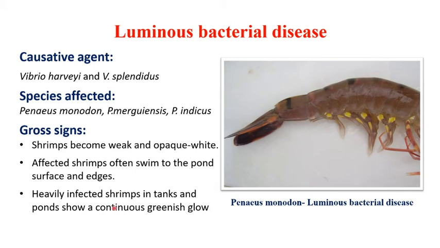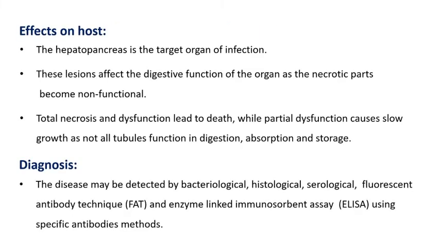Heavily infected shrimps in tanks and ponds show a continuous green glow. That's why it is called luminous bacterial disease. You can see in this image Penaeus monodon suffering with the luminous bacterial disease. Effects on host. The hepatopancreas is the target organ of luminous bacteria.